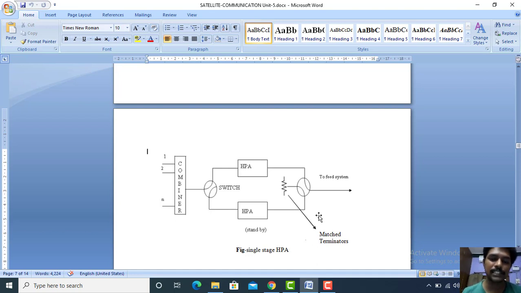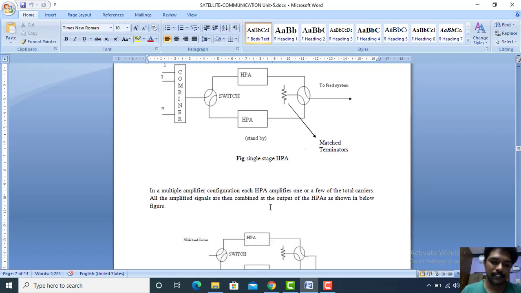Okay, the variable resistance is what does the switching operation. If the resistance has one value, the first amplifier operates and transmits the signals. Otherwise it switches to the other power amplifier, which operates and sends the signals. At the same time this variable resistance operates to switch to any one high power amplifier. So that is your single stage high power amplifier.